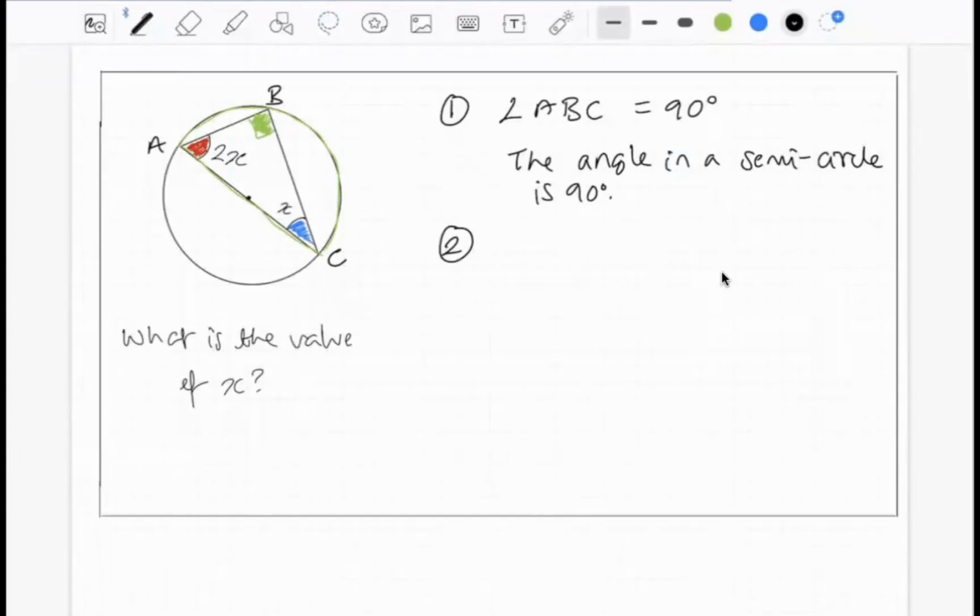Perfect. So the second thing I see is the angles in a triangle sum to 180. So 90 plus x plus 2x is going to be 180. So 3x is going to be 180 minus 90, which is going to be 90. So x is therefore going to be 30 degrees. Perfect.